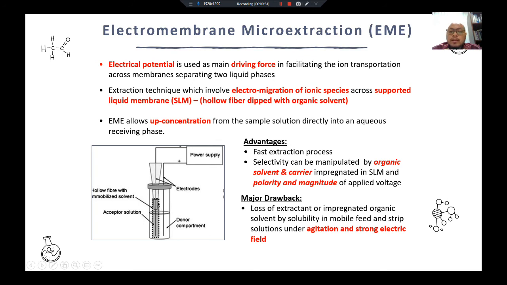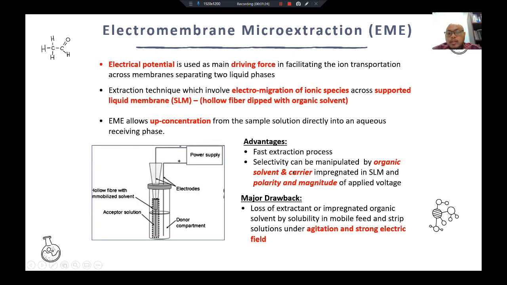So you need to use this particular configuration. Let's say you want to extract a negatively charged analyte. Then you need to reverse the polarity. You change this to the positively charged electrode, which is the anode, so that it can attract the negatively charged ion. Okay, right.